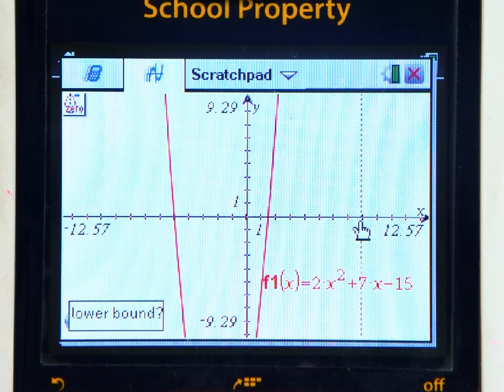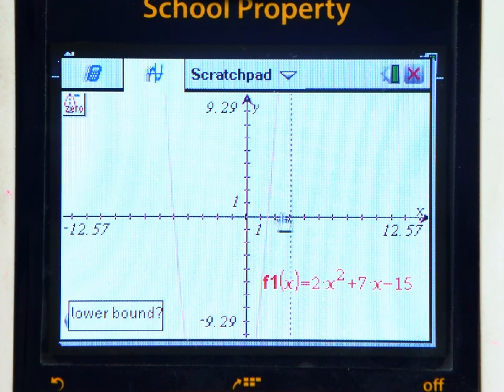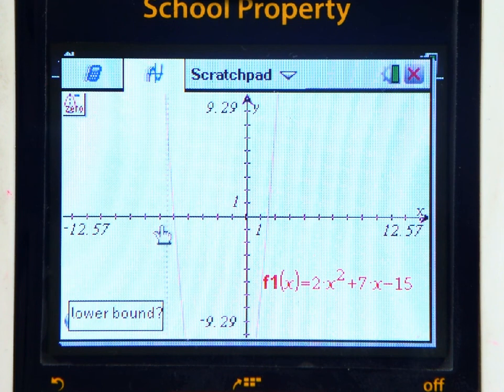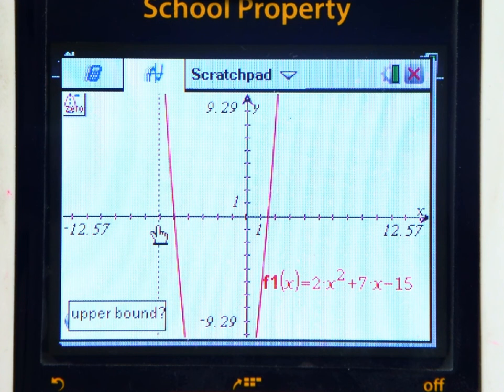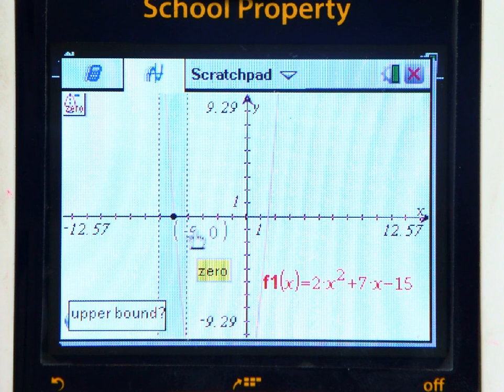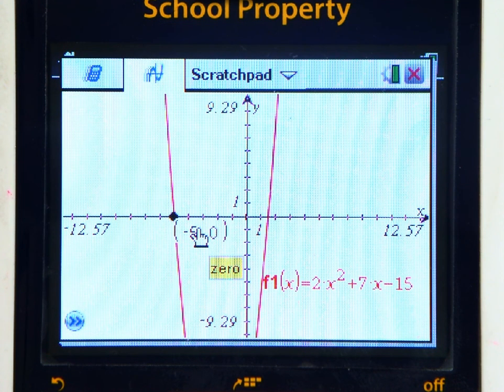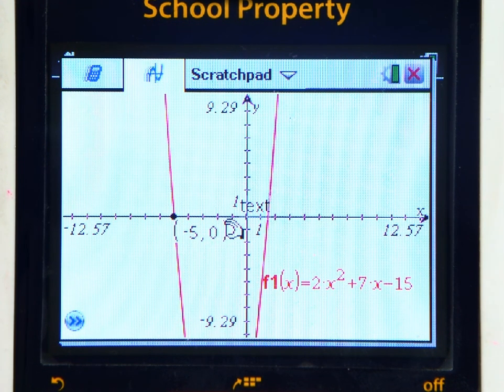And then just like with your other stuff that we've been doing with this, we need a lower bound. So go over to the left side of your 0, click, it'll change to upper bound, slide across that first 0 and click out of it. It won't do both zeros for you at the same time. So we have a solution here of -5, 0.